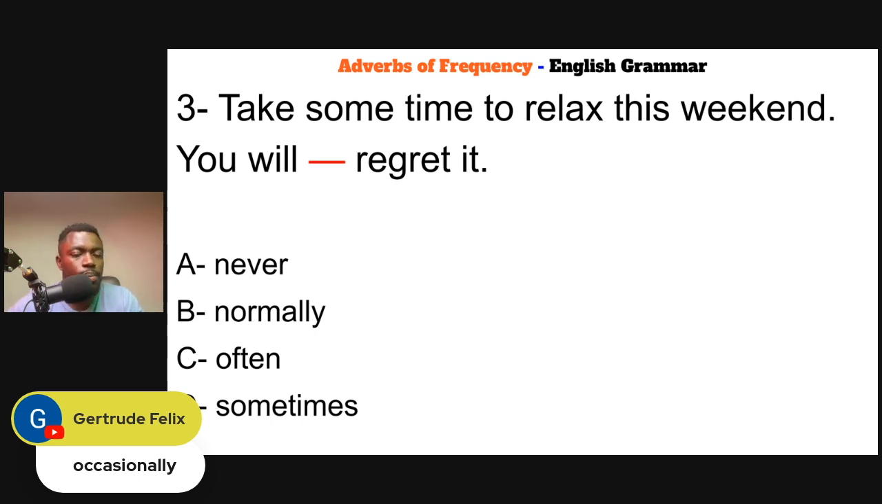Take some time to relax this weekend. You will blank regret it. What should I put there? Should I add never, normally, often, or sometimes? Which one should I add in the space? Take some time to relax this weekend. You will blank regret it. What should I add there? Never, normally, often, or sometimes. What should I add?